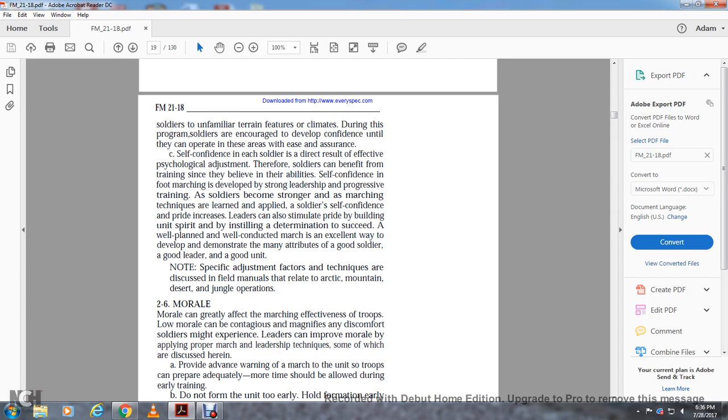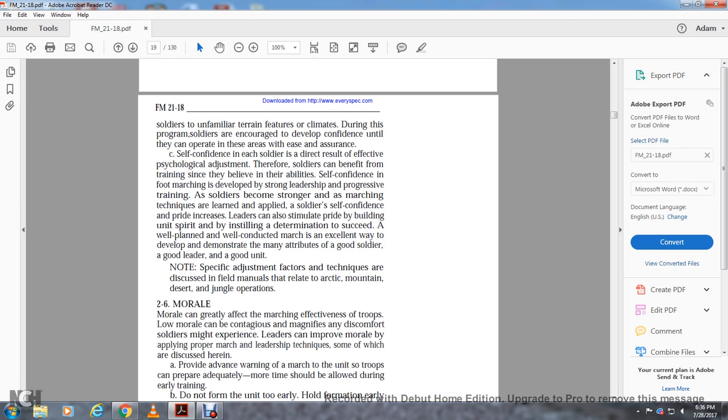Self-confidence in foot marching results from the development of strong leadership and progressive training. Soldiers become stronger in the marches. The techniques learned are applied by the soldier. Self-discipline coincides, and confidence and pride increase. Leaders can stimulate pride in building up the unit and instilling the determination to succeed. A well-planned, well-conducted march is an excellent way to develop and demonstrate many attributes of a good soldier, good leader, and good unit.